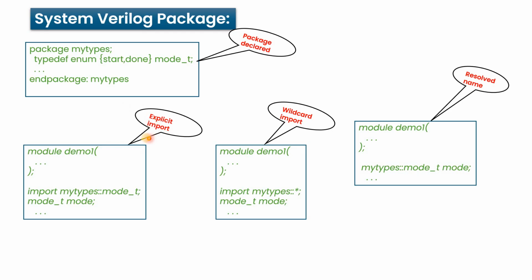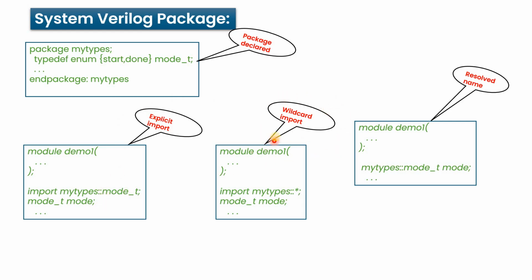Now how can we import this? The explicit import method. Here we have our module demo1, and in this demo1 we want to use, or import, this package. The keywords would be import, then mytypes, scope resolution operator, then mode_t. This is the item we want to import from this package. Then we assign a variable name mode, which is of type mode_t, which has the values start and done. This is explicit import of the package.